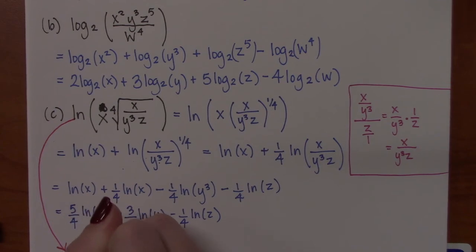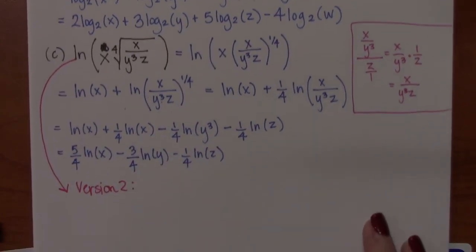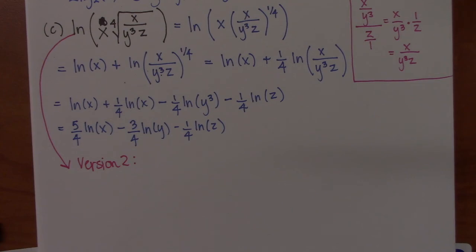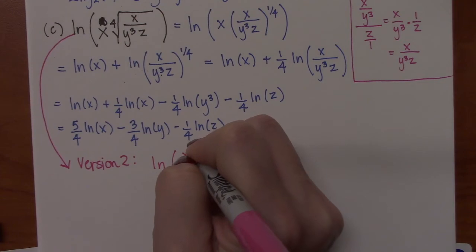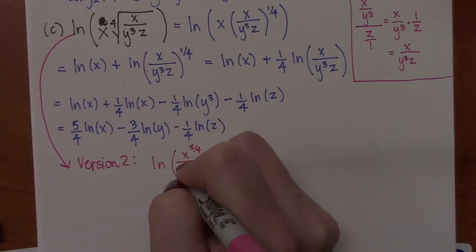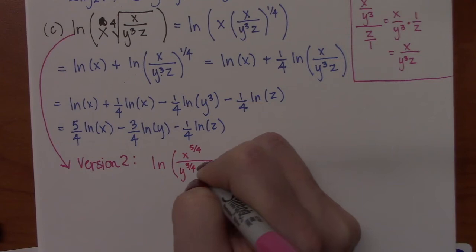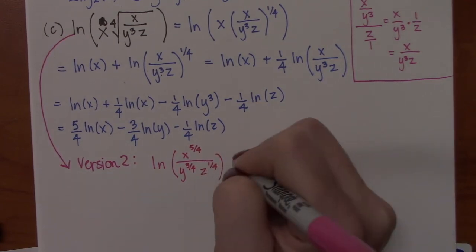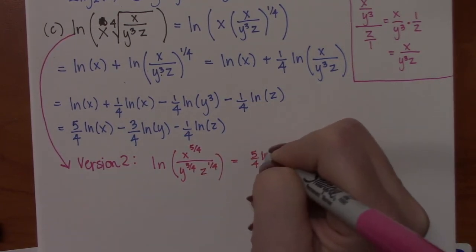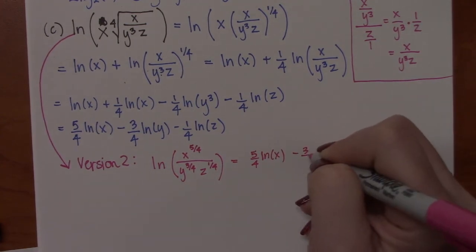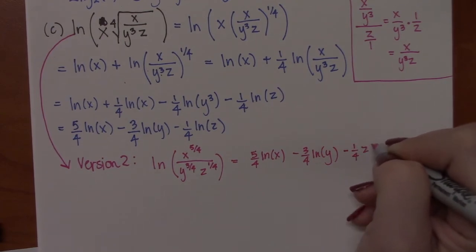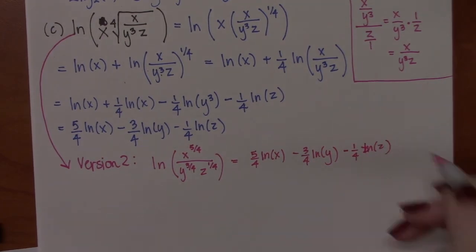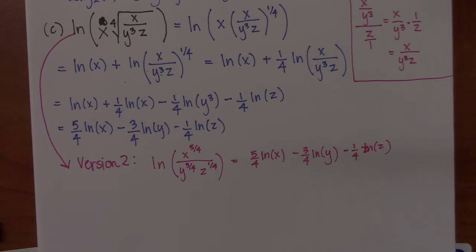So let's just call this version 2, just because I want you guys to see that there are multiple paths to get to the answer. I could have said, right, that is x to the 5/4 over y to the 3/4 times z to the 1/4, and then you can see it would expand right back out to the same exact thing. So you could have played around with what was inside first and then expanded it.